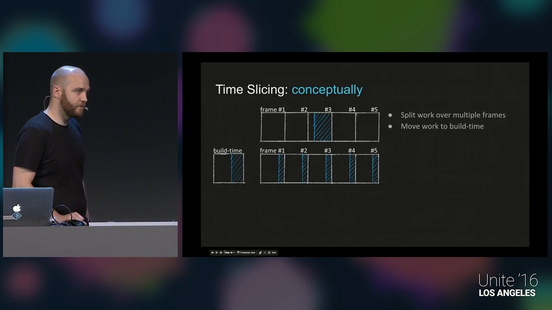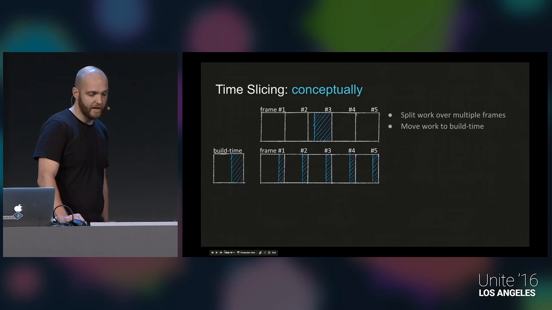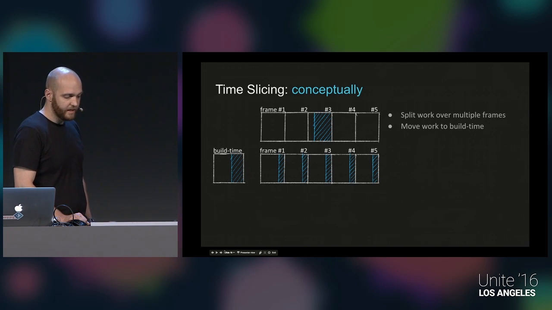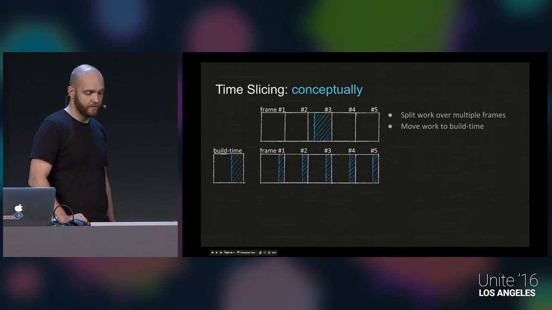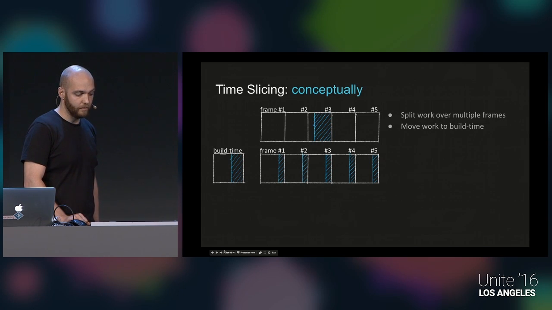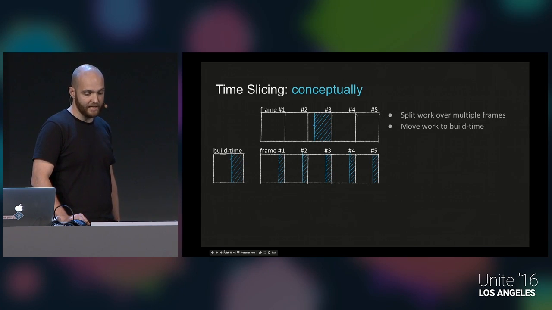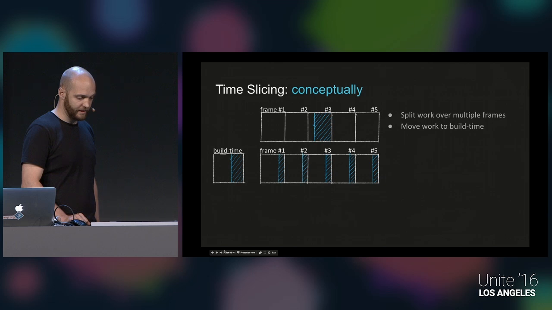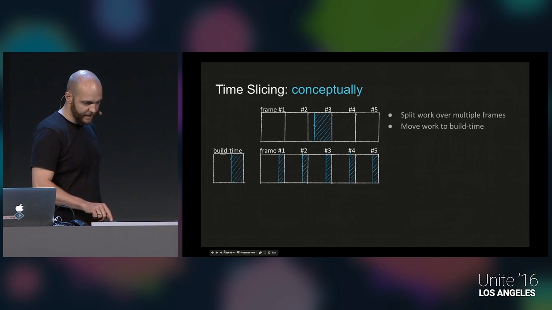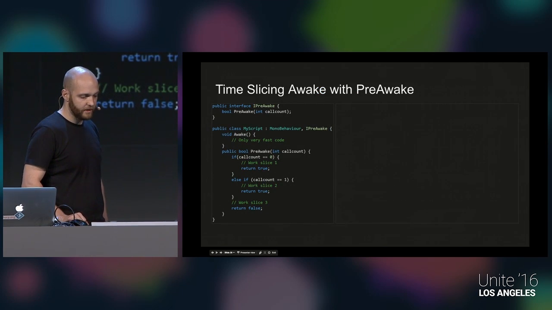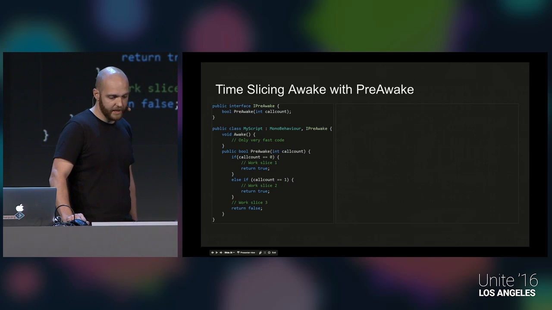That concludes how we were splitting things spatially. So now I'm going to move on to time slicing. The concept is that if you have a chunk of work at a given frame, in this case frame 3, that would cause a stutter, we want to split this work over multiple frames. And then ideally, we also want to move some of this work to build time. One way we do this is with a concept we call pre-awake.